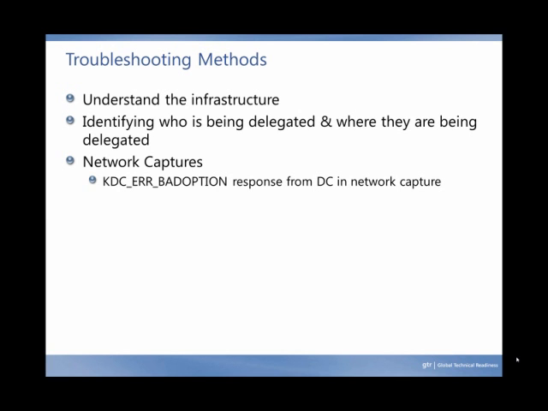If we know who the user is, we can check to ensure they are not marked as a sensitive account. If we know where the user makes the initial connection, we can find what service account is being used. Once we know that, we can check to ensure that the account is trusted for delegation, it has permissions to delegate to all related services, and that any SPNs for that service are registered properly. If we know where they are being delegated to, we can check those service accounts to ensure SPNs are registered properly as well. Network captures help tell the story of what is working and what isn't working. With Constrained Delegation, we may notice a KDC bad option error. This indicates there was a request for a delegated ticket, but it was not allowed.